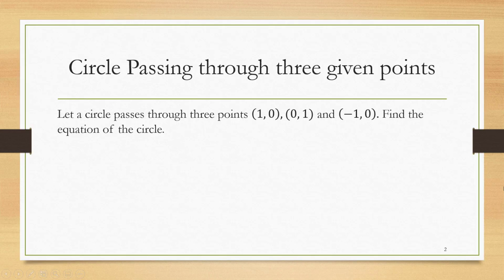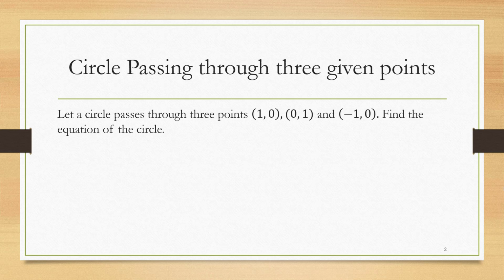So let's see. If we are given just 1 point, we can draw infinitely many circles passing through that 1 point. Similarly, from the 2 given points, we can also draw many circles. But when we are given 3 points on a circle, then it gives us precisely one unique circle.